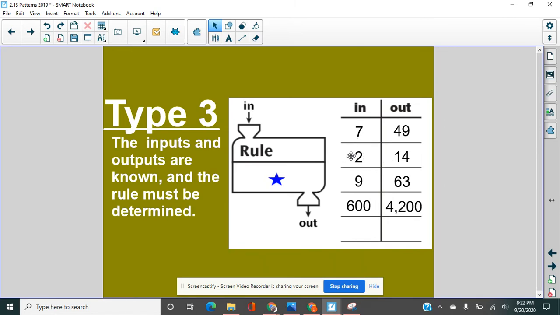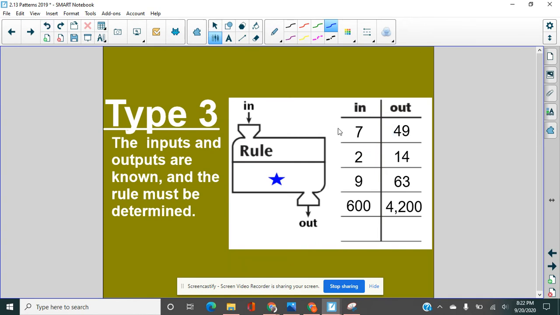Now, a lot of times people look at the first one and they're like, oh, okay, 7 to 49, that's adding 42. So that has to be the rule. Well, that's a good guess, but now look at this one. So 2 plus 42, is that 14? No, right? So the rule has to work for all of these.